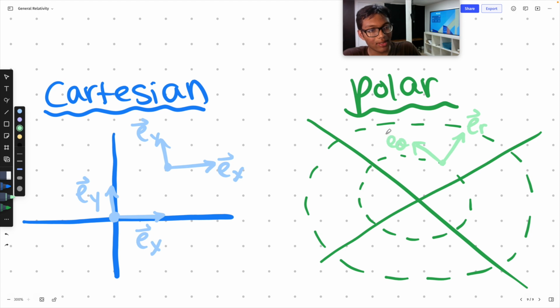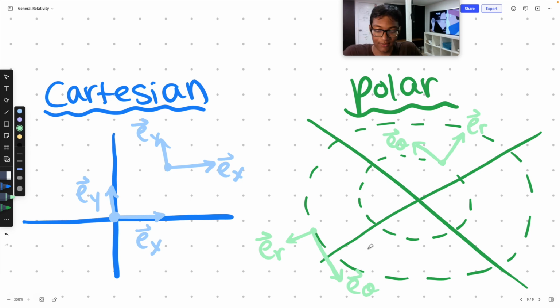Now, the strange thing about polar coordinates, or really any general arbitrary coordinate system, is that when you move around, the basis vectors no longer stay the same. For example, if I come over here, the radial vector is not going to stay in this direction anymore. Instead, it's going to point radially outwards in this direction. And similarly, the theta vector is going to point like this. In fact, it's going to be a little bit bigger.